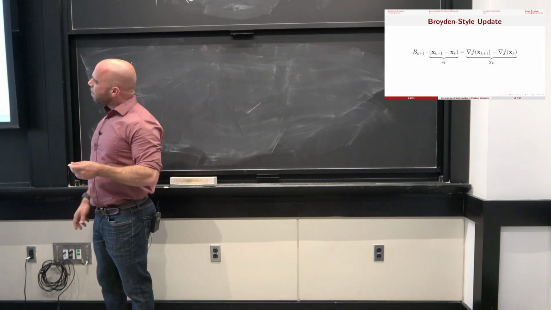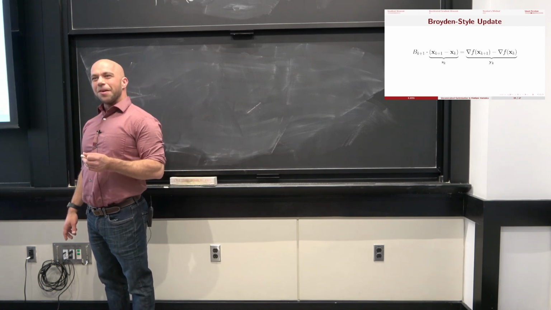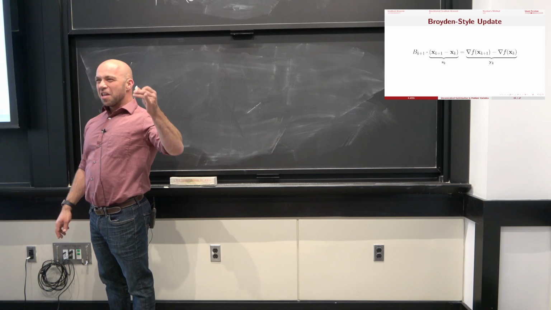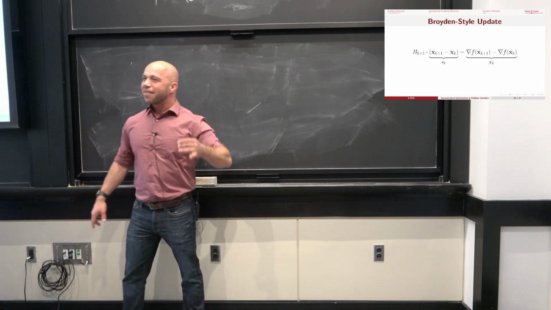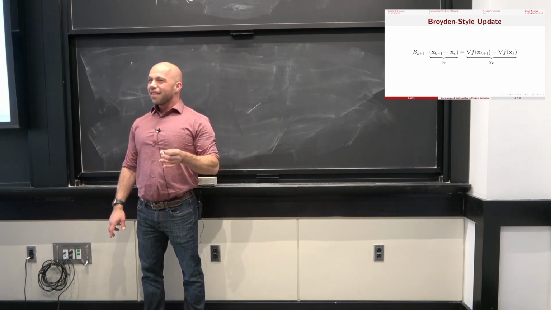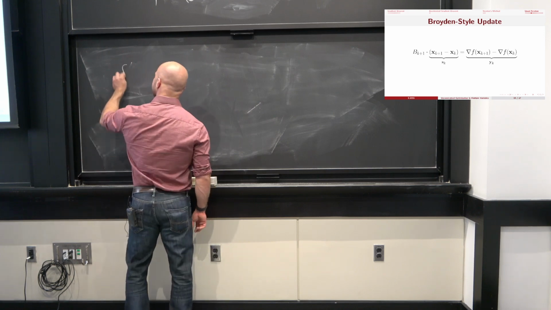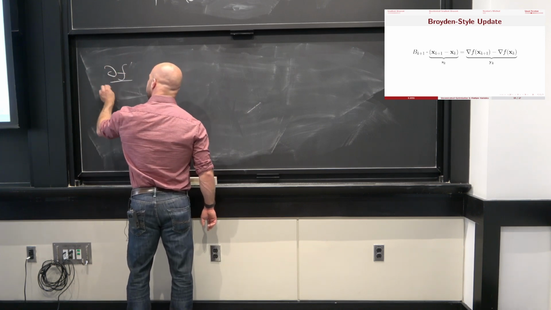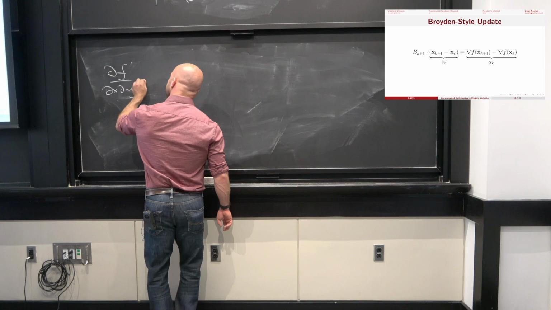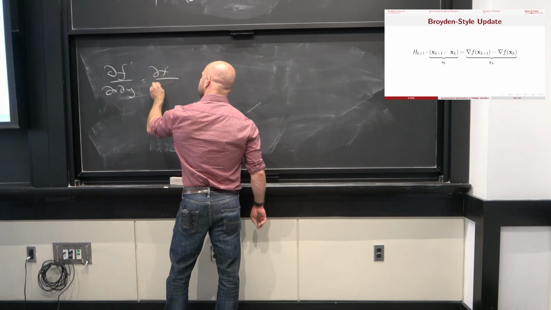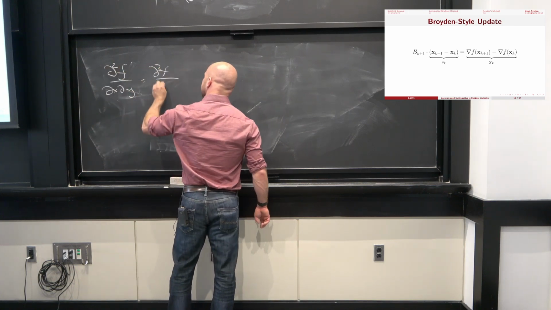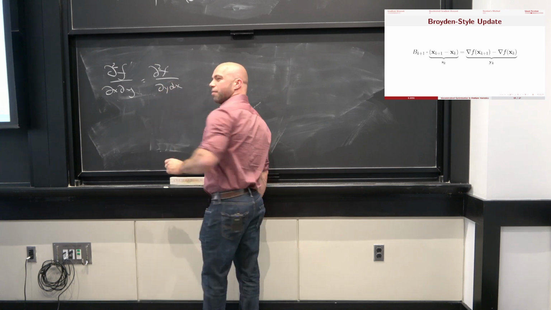So in particular, what do we know about Hessian matrices? For one, we know that they're derivatives. But what do we know about second derivatives? Well, we know the following. If I take df dx dy, this is equal to df dy dx. Partial derivatives commute.